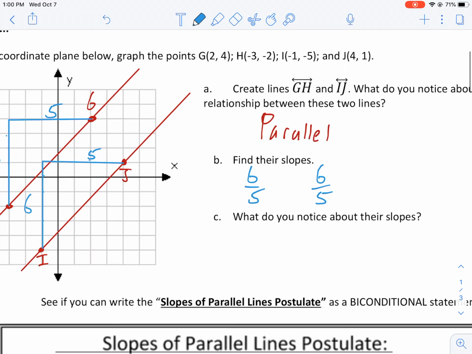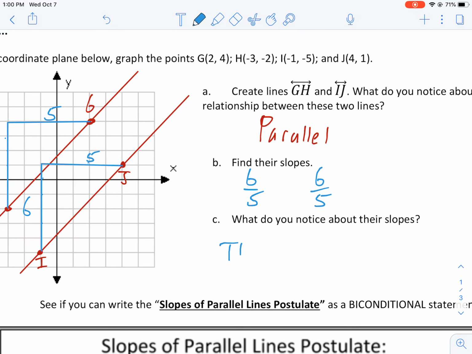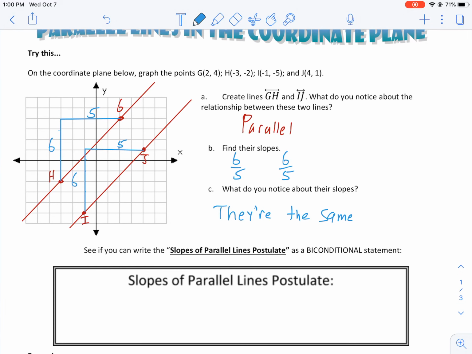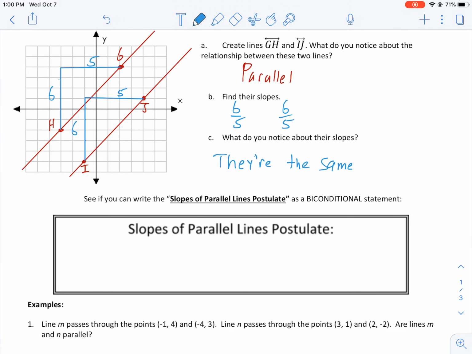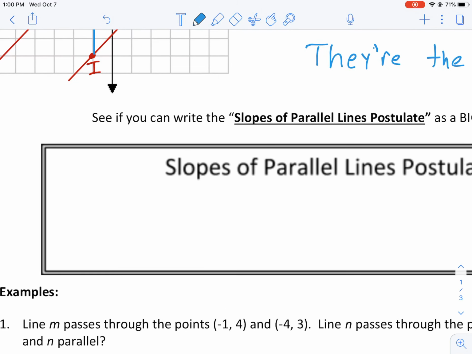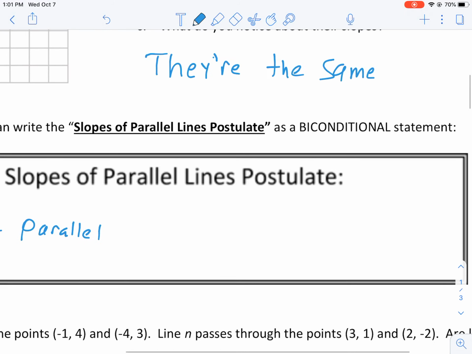So this should be an easy question. What do you notice about their slopes? They're the same. And so we can use this to write the slope of parallel lines postulate, right? I don't know if that's a real postulate, but that's what we're calling it. Lines are parallel. And it wants us to write it as a biconditional.